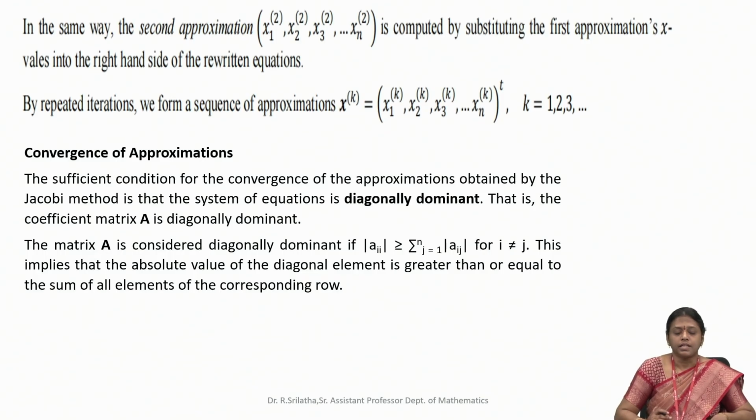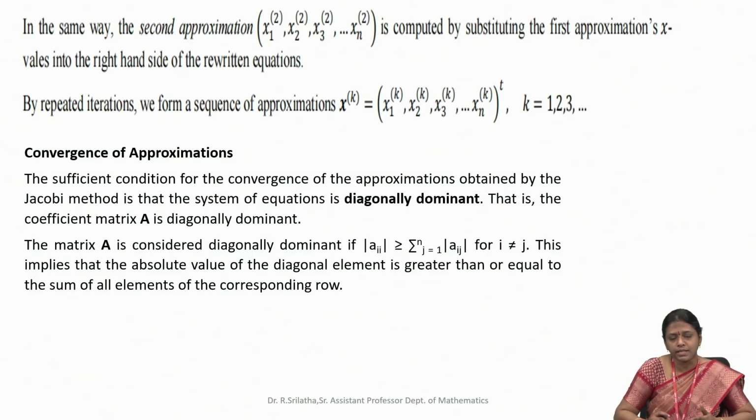In the same way, the second approximation. We will be finding the second approximation based on the previous first iteration values, right? So here we will get the second iteration values as x1 to the power 2, x2 to the power 2, like that up to xn to the power 2, which is computed by substituting all the first approximation values into the right hand side of the rewritten equations.